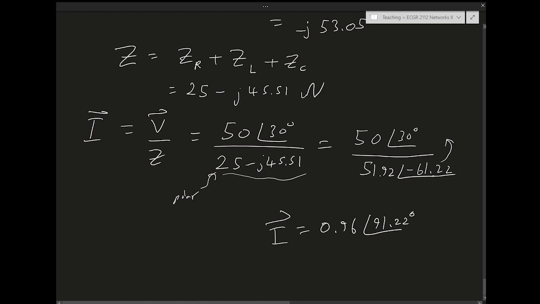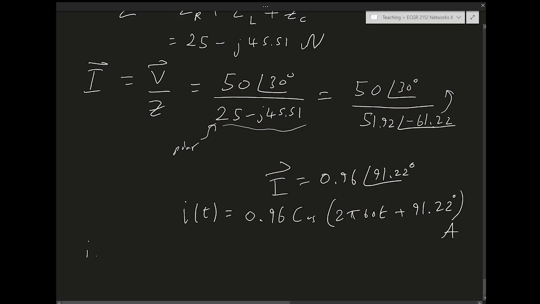So I, as a phasor, is going to be 0.96 at 91.22 degrees. We can write this in the time domain as 0.96 cosine of 2 pi 60 t plus 91.22 degrees amps.